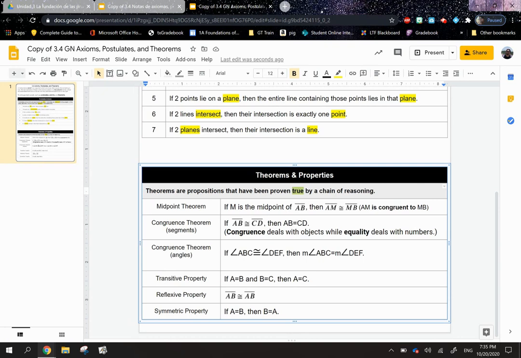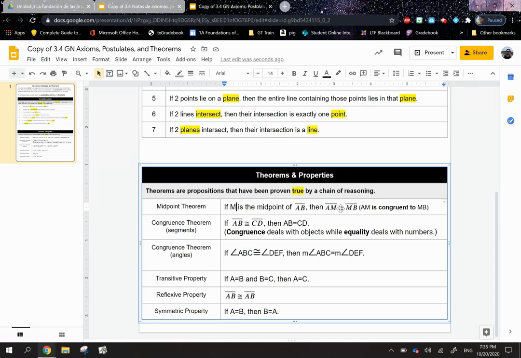So let's take a look at some of the examples of theorems that we have. Now, these are not all the theorems that we'll have, but these are some that are most commonly used in two-column proofs to prove another theorem or to prove something else. So the first theorem we have is the midpoint theorem that tells us if point M is the midpoint of segment AB, then segment AM is congruent to segment MB.